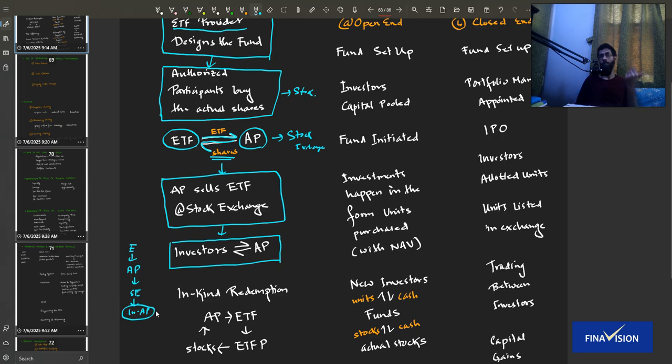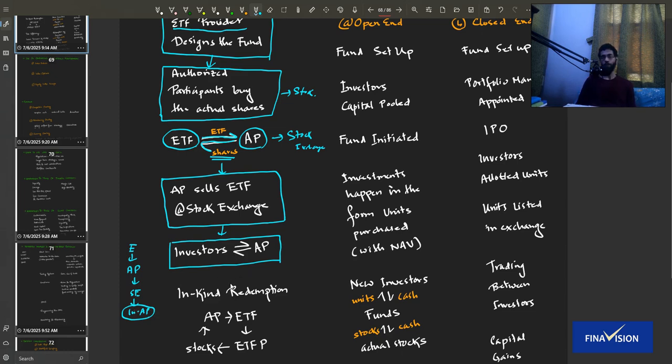But if the demand falls, that is, if the selling in the stock exchange is much more of the ETF units than the buying, then the authorized participants are left with no choice than to sell the underlying stocks and give back the ETF units. Then the authorized participants have no other choice than to return these excess sold ETF units back to the ETF provider, and the ETF provider in return returns the stocks to the authorized participant. And this is how the transaction goes on.